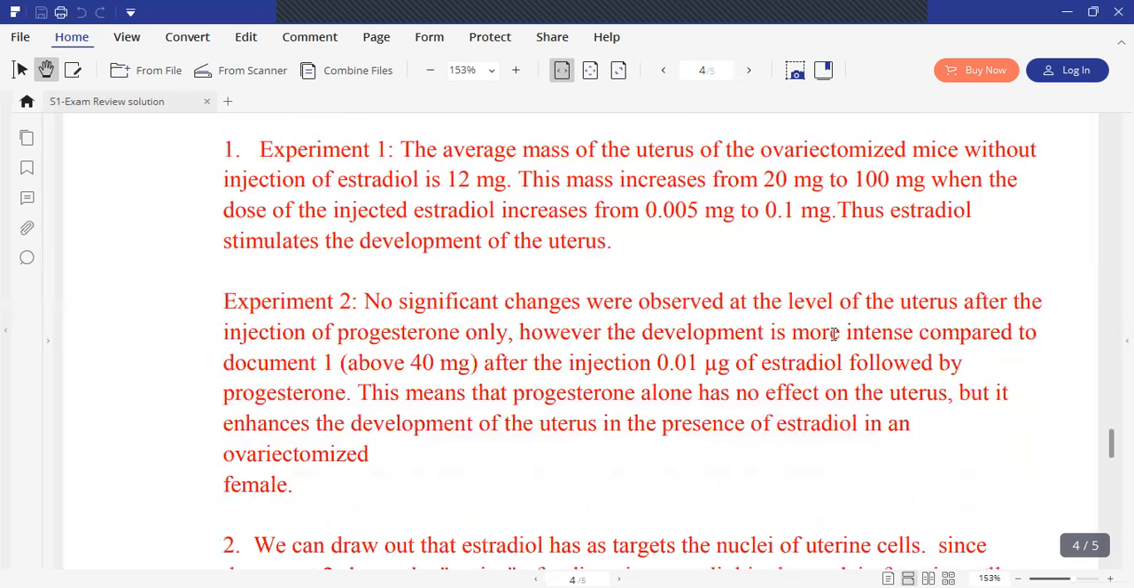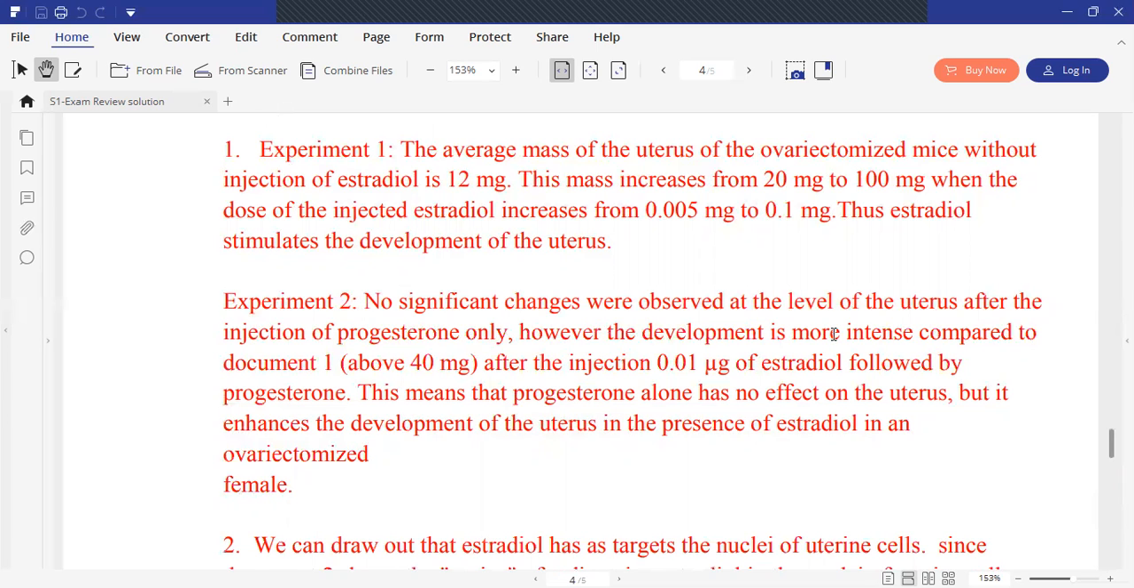While in experiment 2, what did they do? No significant changes were observed at the level of the uterus after the injection of progesterone only. So the injection of progesterone alone has no effect. But it enhances the development of the uterus in the presence of estradiol in the ovariectomized female.